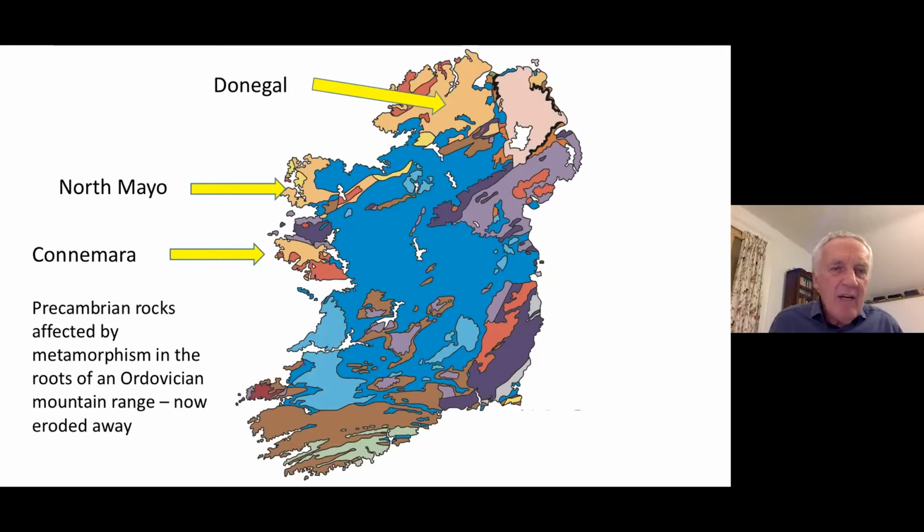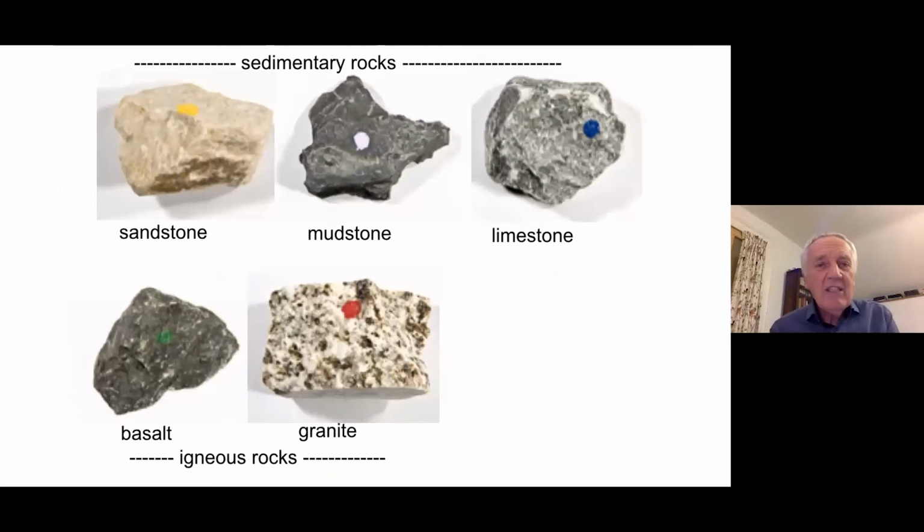So these are Precambrian rocks, sedimentary rocks and igneous rocks, metamorphosed in the roots of an Ordovician mountain range. And that mountain range is now completely eroded away. So we're looking at what was once the root zone of that mountain range. And these are the starting materials, again, sandstone, mudstone, limestone, basalt, and granite. And I just want to go through the kinds of metamorphic rocks, examples of what they can be changed into, with some archaeological examples thrown in for good measure.